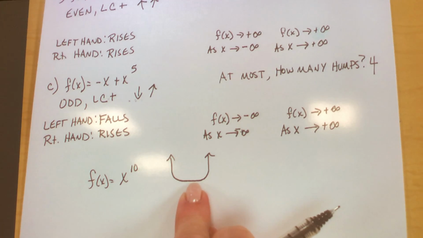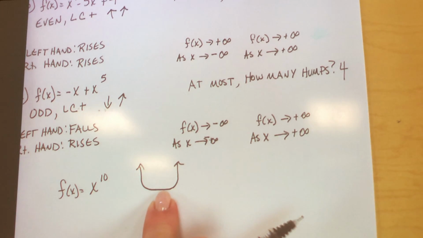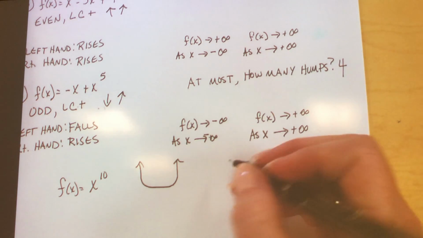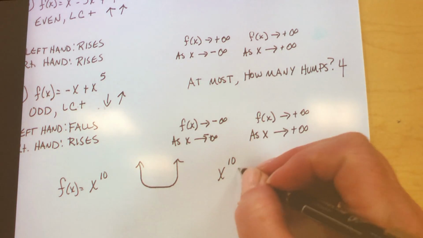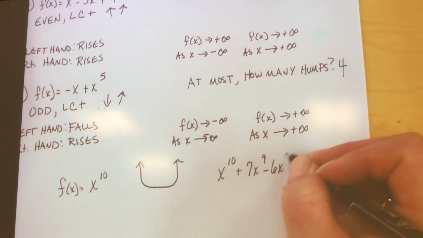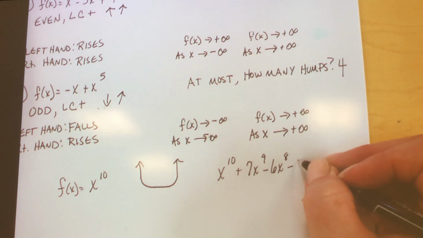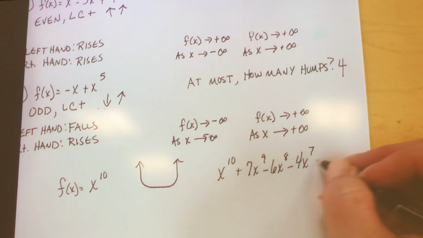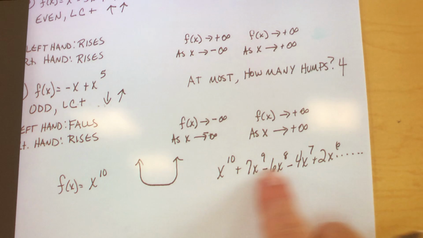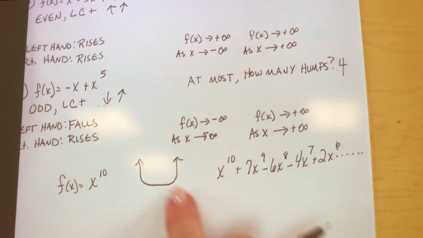So what makes all those humps in there? The second x. And the third x. All this junk. X to the 10th plus 7x to the 9th minus 6x to the 8th minus 4x to the 7th plus 2x to the 6th. Do you see all that? The more junk you got in there, the more humps you can make in your polynomial. Okay? So that's what makes them.